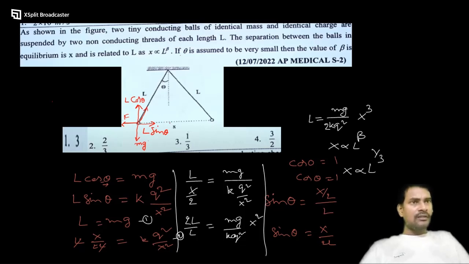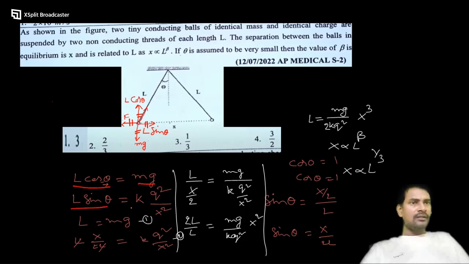So there are two identical charges of the same charge. There will be a force of repulsion between the two charges. That force is F. So now we know that T cos theta must be equal to mg, T sin theta must be equal to this force. Then only I can say this is at equilibrium. So that's what I have written. T cos theta is equal to mg.